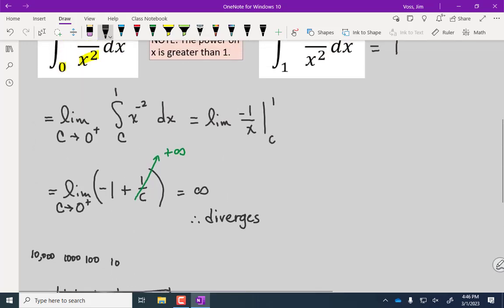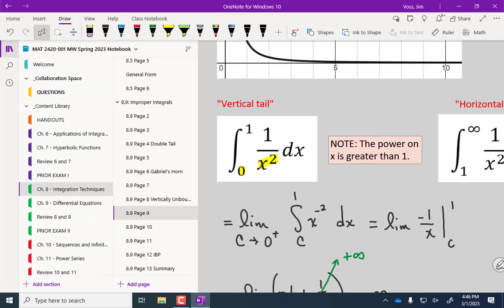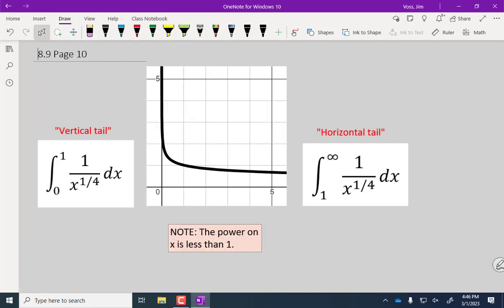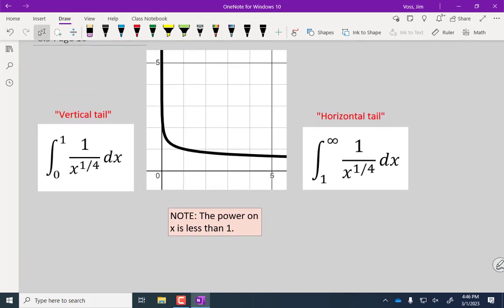What about 1 over x? 1 over x, we'll get to 1 over x. 1 over x will diverge on both sides, we will see. Okay, yeah, 1 over x is the one exception. It diverges on both. So let's look at this one now.